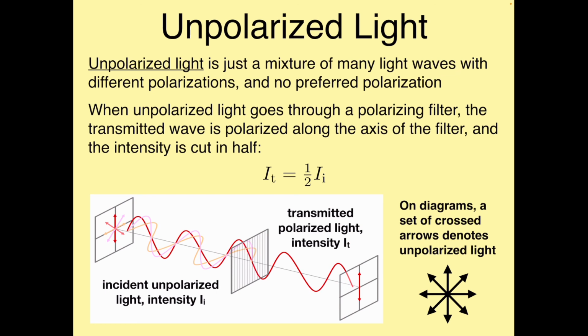So one thing we want to know is what happens when you take unpolarized light and you send it through a filter. In this situation, the transmitted intensity would be exactly 1/2 of the incident intensity. And the transmitted light wave that makes it through the filter is going to end up being polarized along the axis of the filter. So again, you have unpolarized light coming in. What comes out has half the intensity of the incident light, and now it is polarized along the axis of the filter. So let me show you how that works.